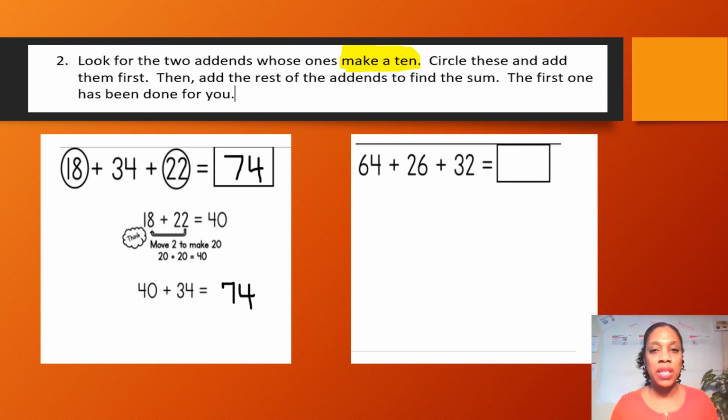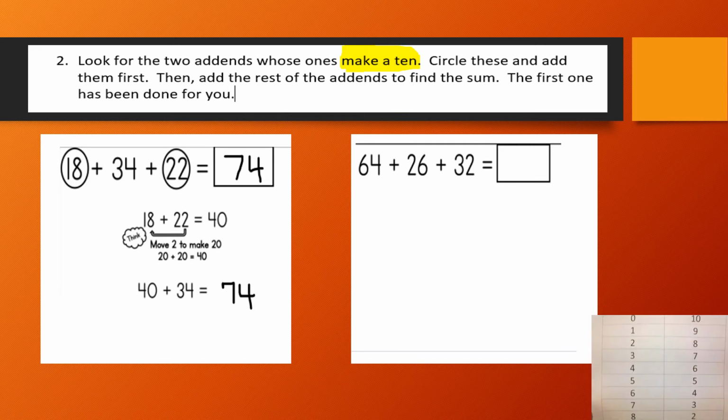Now, we're going to do the second one together. So we're looking for numbers that make a 10. Well, I know that making a 10 requires me to know some add-ins. I know that 0 plus 10 makes a 10. 1 plus 9 makes a 10. 8 plus 2 makes 10. 3 plus 7 makes 10. 4 plus 6 makes 10. 5 plus 5 makes 10.